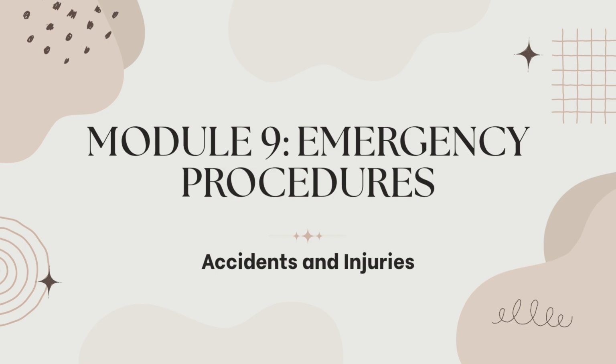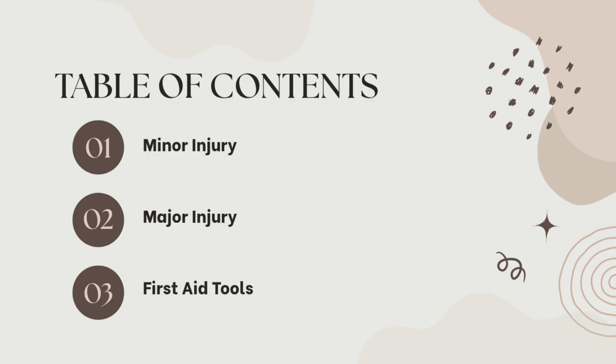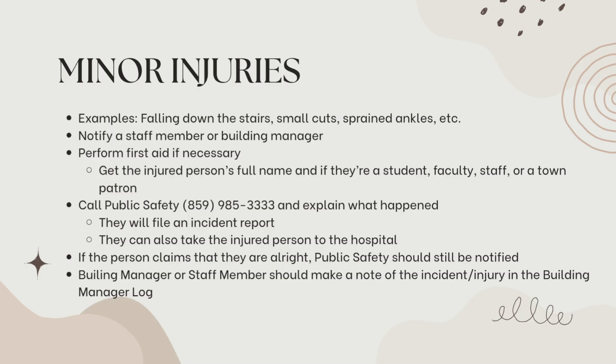Okay, welcome back to Module 9, Emergency Procedures. We will be going over accidents and injuries in Hutchins Library. So we will talk about the difference between a minor injury, a major injury, and where to find our first aid tools. Minor injuries. Examples include falling down the stairs, small cuts, sprained ankles, etc.